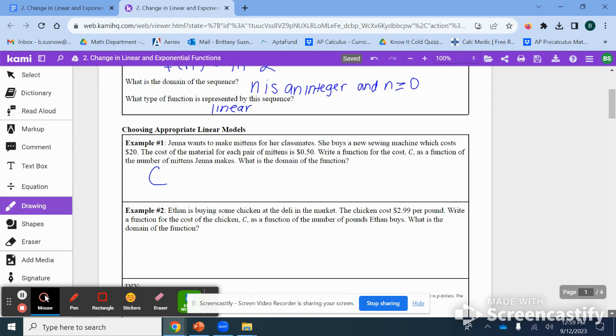When we are writing it in function notation, we want to choose another variable with it. It could be n like we did above. It could be x. We could use m for mittens. What do you guys want to use? What letter? M for mittens. C parentheses m for mittens.